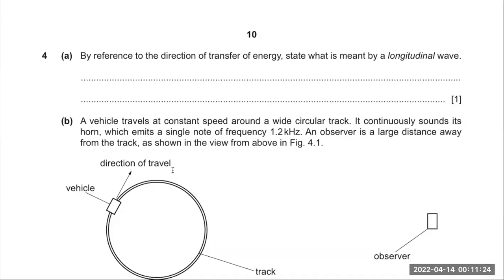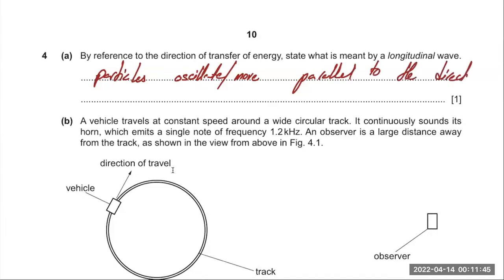An example of longitudinal wave is sound wave, and a longitudinal wave is one in which particles oscillate or move parallel to the direction of transfer of energy. If this was instead a transverse wave, we'd say particles oscillate perpendicular to the direction of transfer of energy.